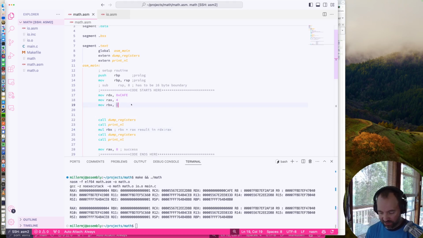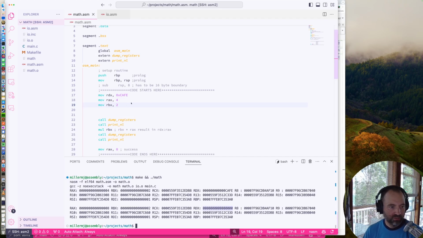And of course that's not interesting. Let's do 4 times 2. So that should give us 8. So we got 4, we got 2, the result is 8, and then the top bits get set to 0 because the result was 0.